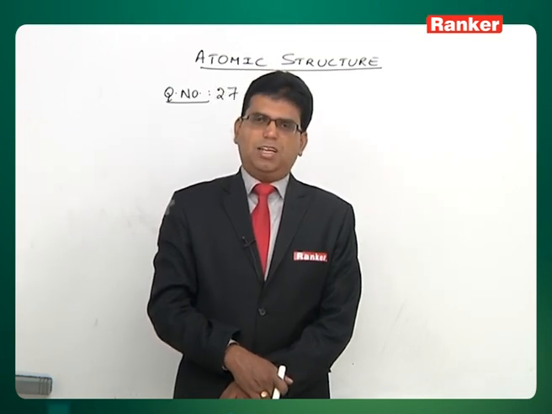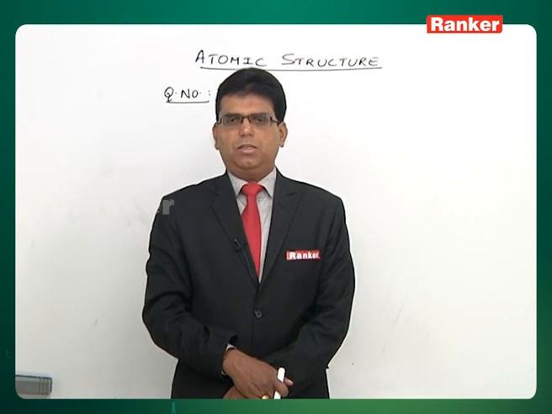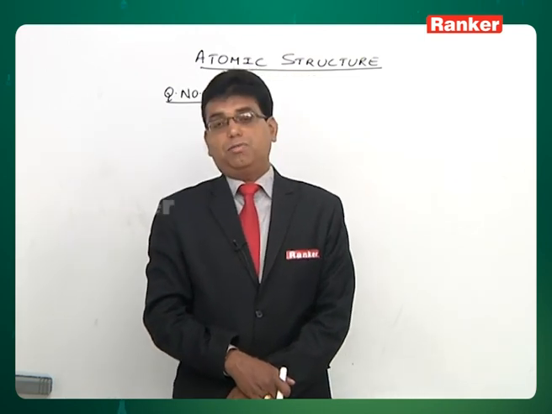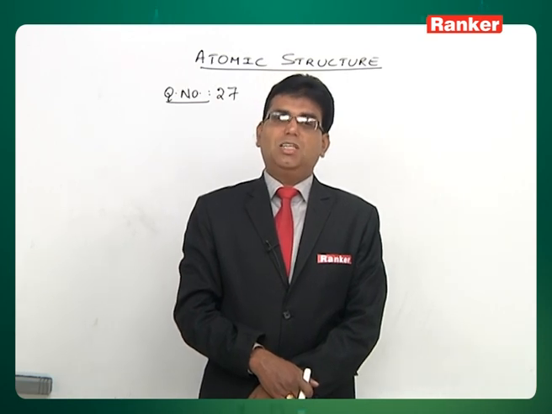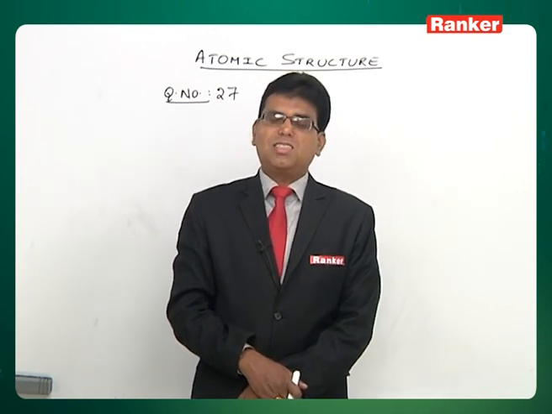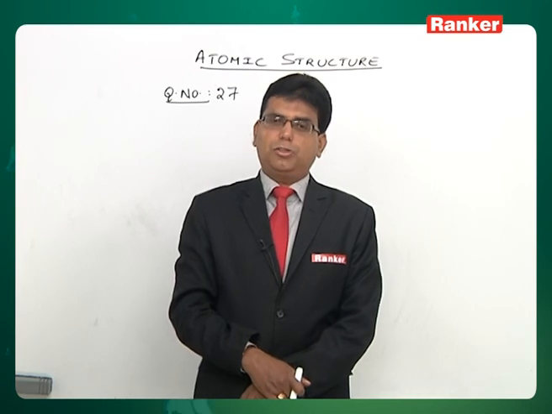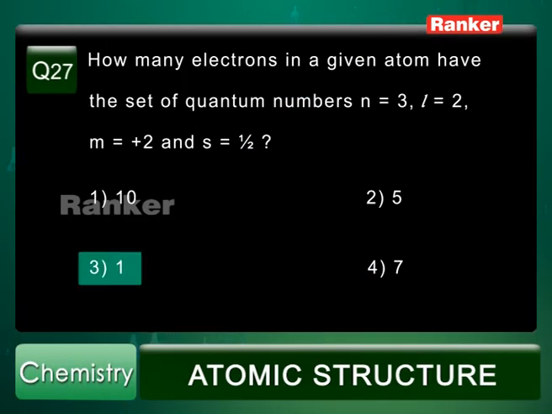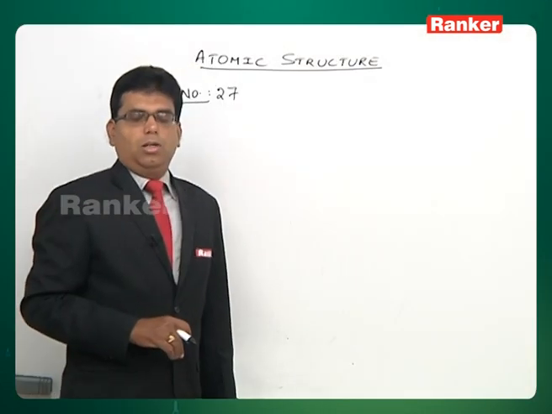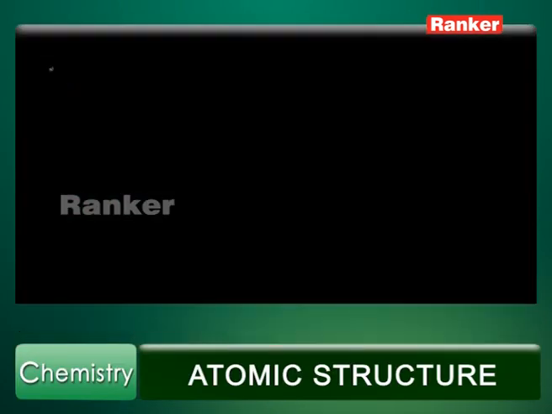For 2 electrons, either n may be different, or l may be different, or m may be different. But if all 3 of them are same for 2 electrons, at least they will differ in their s value. So one set of quantum numbers is applicable only to 1 electron in an atom. Definitely not more than 1. So the correct answer is option 3. Now let's move on to question number 28.